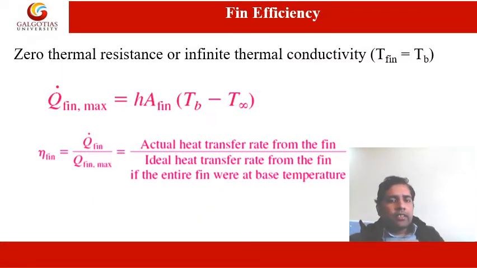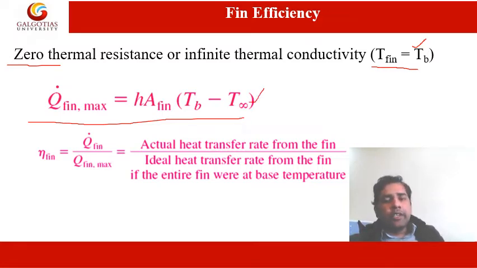So as you can see, there is a concept related to fin efficiency, that of zero thermal resistance, or infinite thermal conductivity. This can happen when the temperature at the surface of the fin is uniform and equal to the temperature at the base of the fin, or the temperature of the body on which the fin has been applied. If this happens, then we will get the maximum heat transfer. This is what I have earlier discussed in the previous slide. So this is the maximum possible heat transfer that can take place.